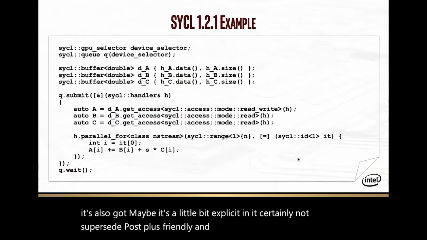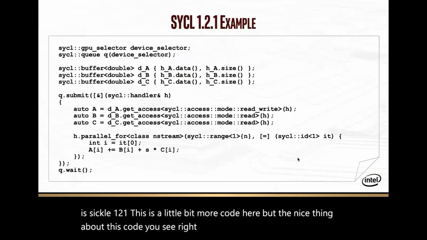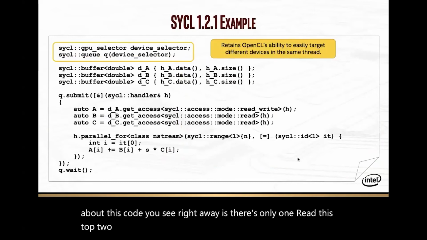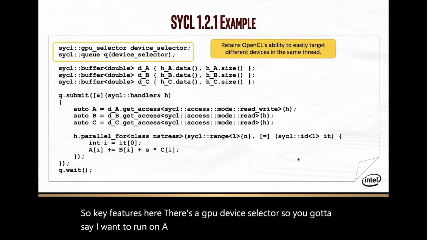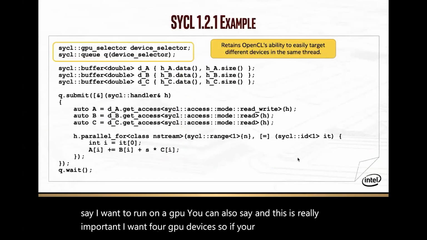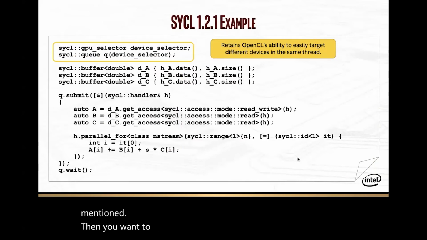So this is SYCL 1.2.1. There's a little bit more code here, but the nice thing you see right away is there's only one source. You read this top to bottom. So key features here: there's a GPU device selector. So you have to say, I want to run on a GPU. You can also say, and this is really important, I want 4 GPU devices. So if you're on one of those massive 40 teraflop GPU node things that was mentioned, then you want to be able to control each one of those devices separately and submit work to it, and you can obviously do that with explicit devices and queues.